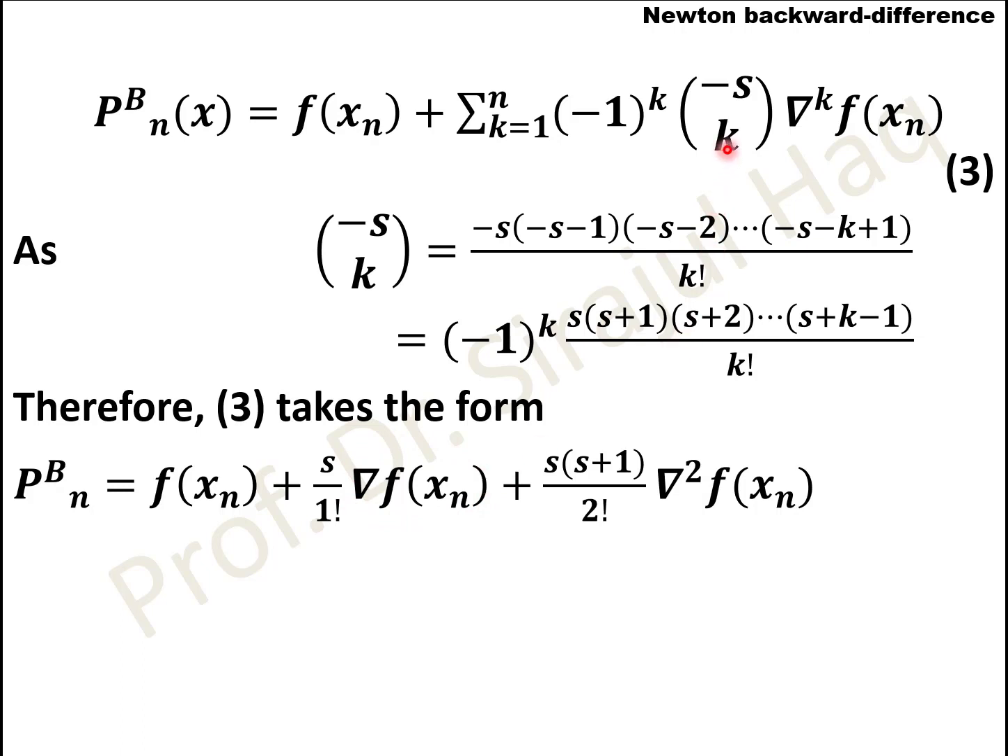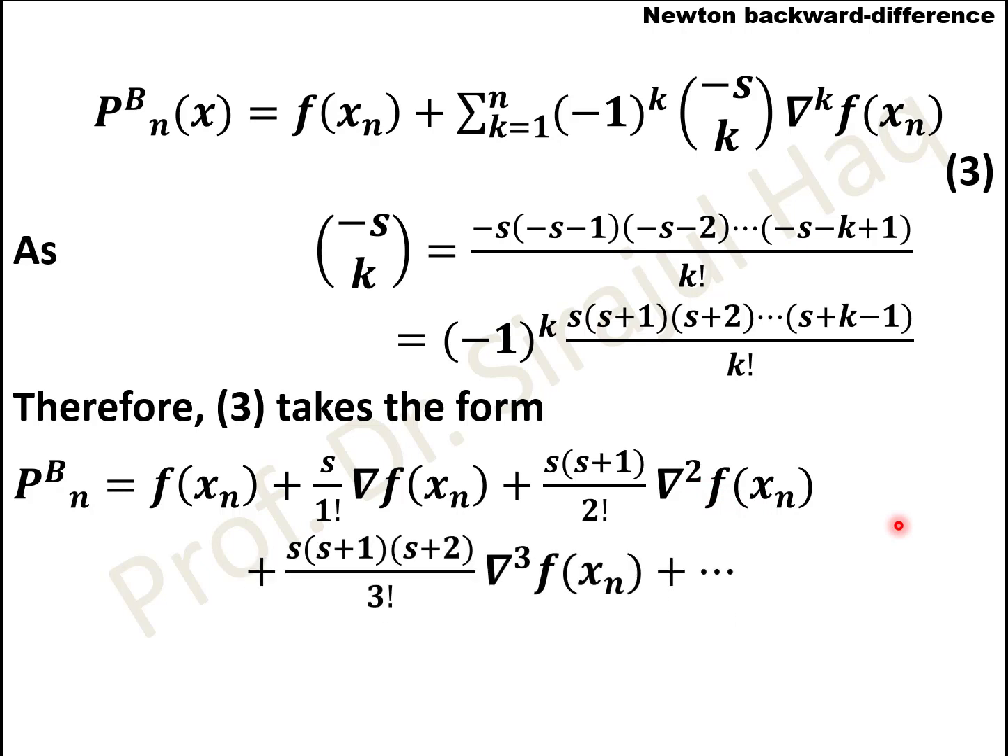And when k is equal to 2, we have minus 1 raised to the power 2. This will be positive, and when k is equal to 2, 2 minus 1 is equal to 1. So the final point is s plus 1. In other words, this is s into s plus 1 divided by 2 factorial, and since the value of k is 2, nabla square f of xn.